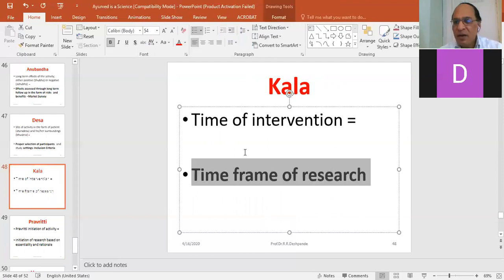Some surveys are one-time research. If I want clinical trials, they may go on for 7 days, 15 days, 1 month, 3-month trials. So then I mention that this is a 0 reading, that is on the first day. Then on the 7th day I will take the follow-up. On the 15th day I will take the follow-up and see how much edema has been reduced, how much pain has been reduced. So the time frame for the research is called Kala. This is a very common word of Ayurveda.